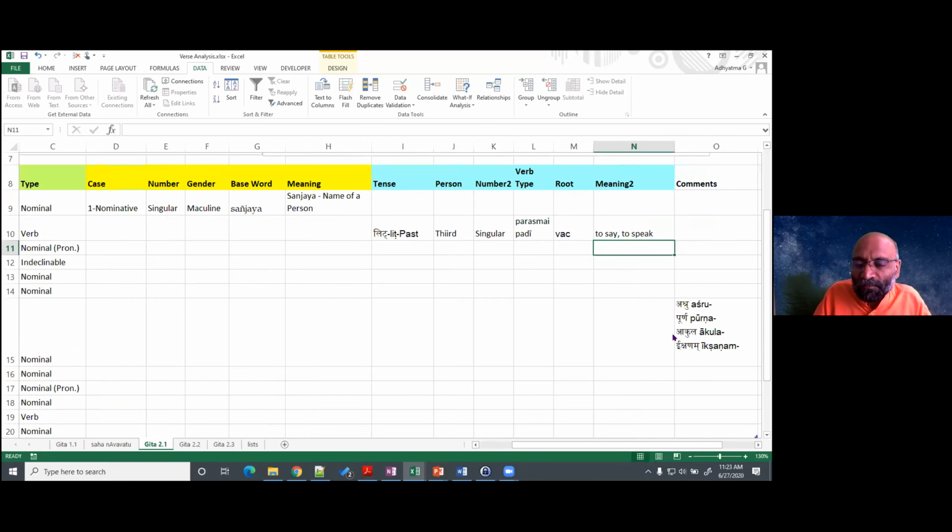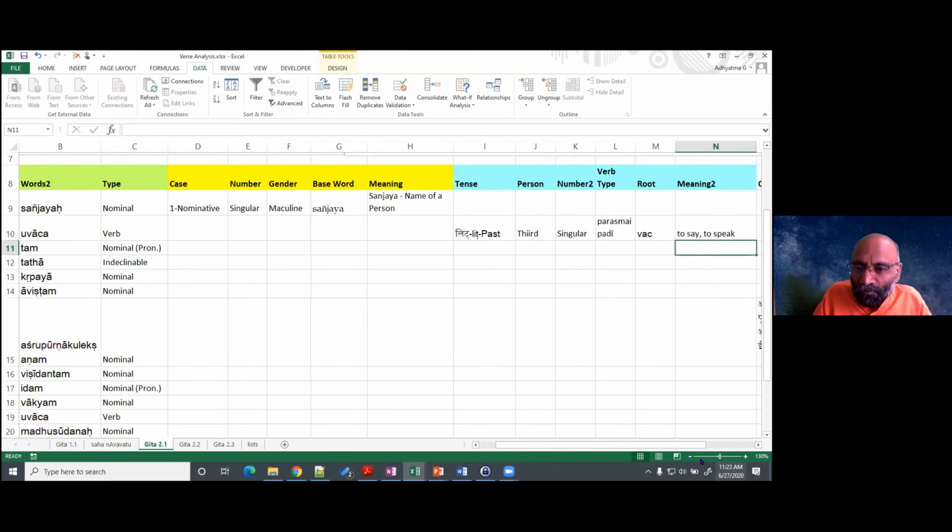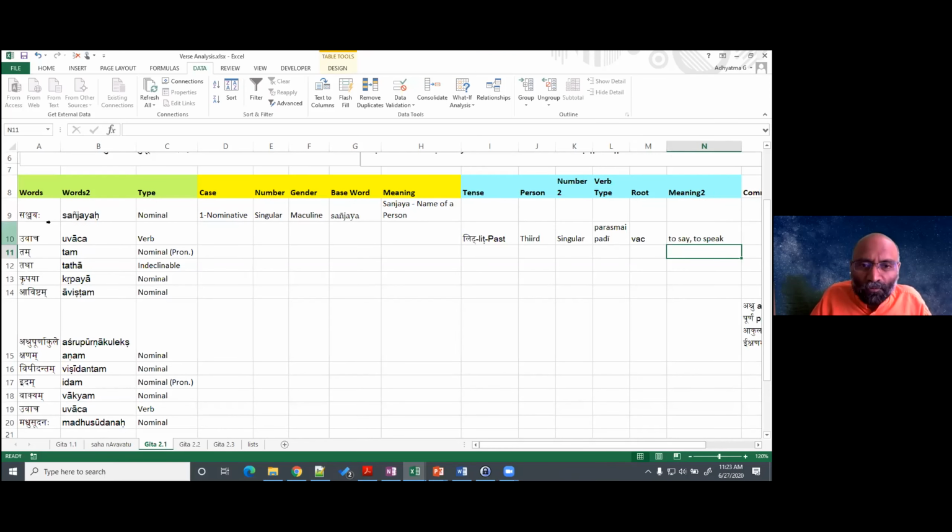And then the last column here is comments. So now if you look at this word called uvacha, it's a past tense. And who spoke? Sanjaya spoke. So in Sanskrit, that is another thing. In order to find out the meaning of a sentence, the verb is the central piece. The whole sentence revolves around the verb. One sentence, one verb. So it's a one-to-one relationship.